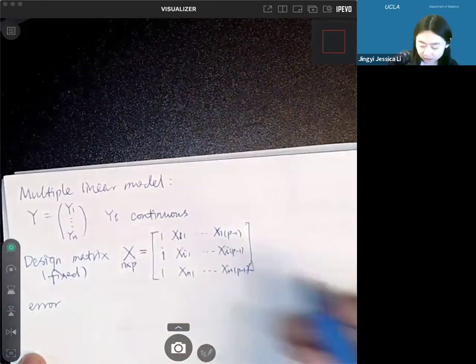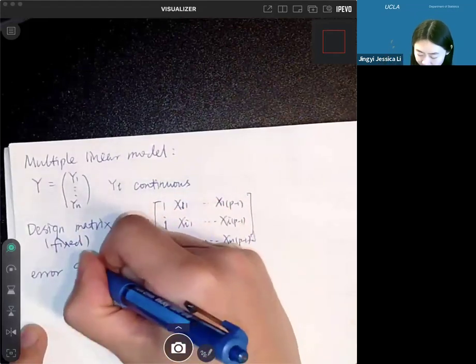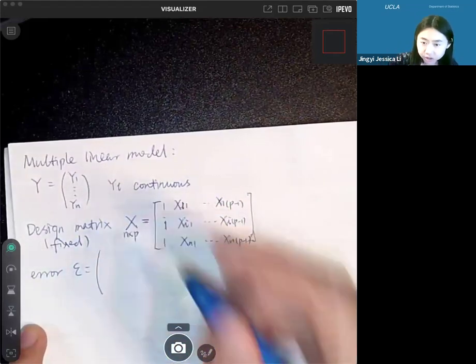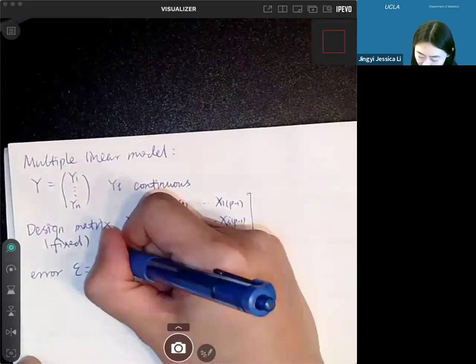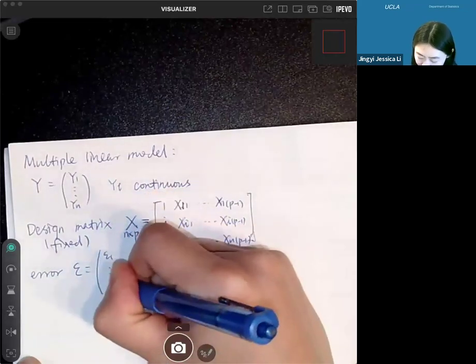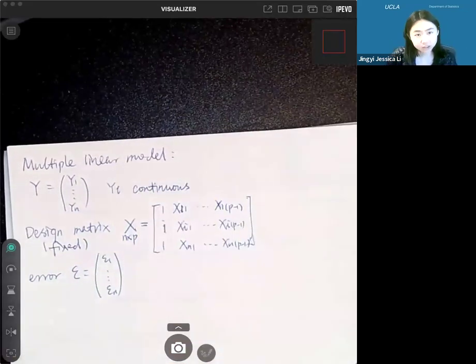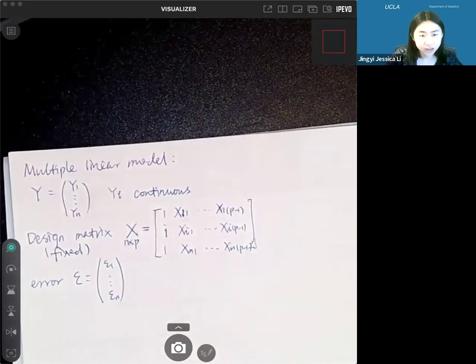Error vector, we call it epsilon. Same dimension as y, epsilon 1 to epsilon m. So in this case, the sources of randomness only come from the error. Therefore, any distribution assumptions we want to place are on epsilon.